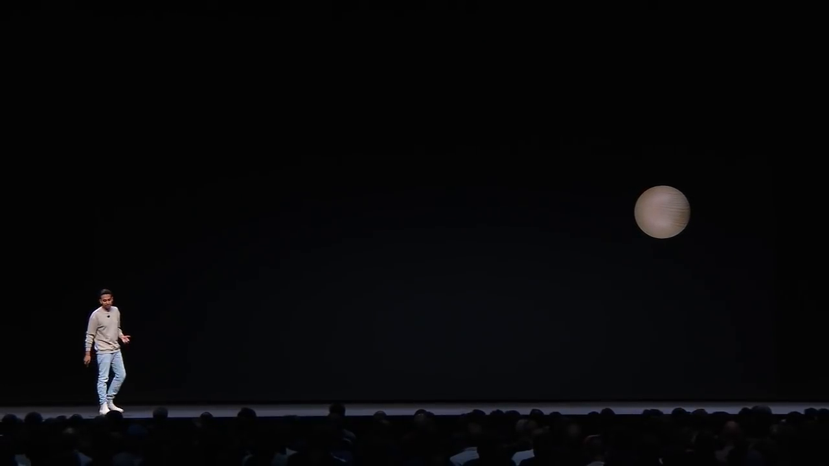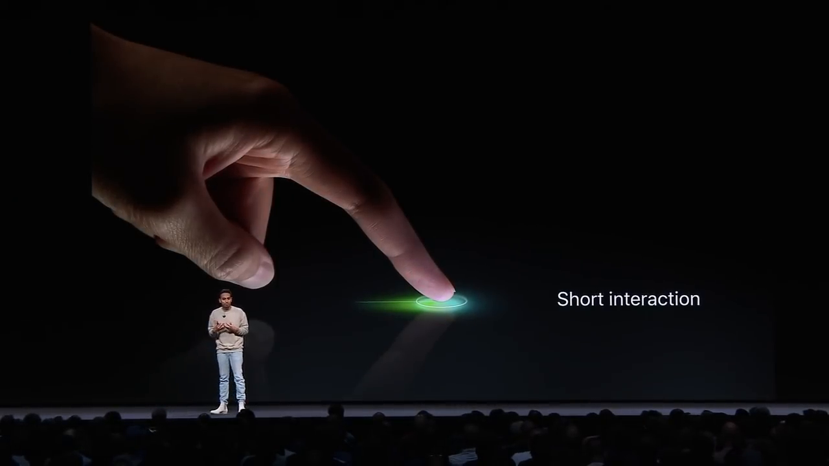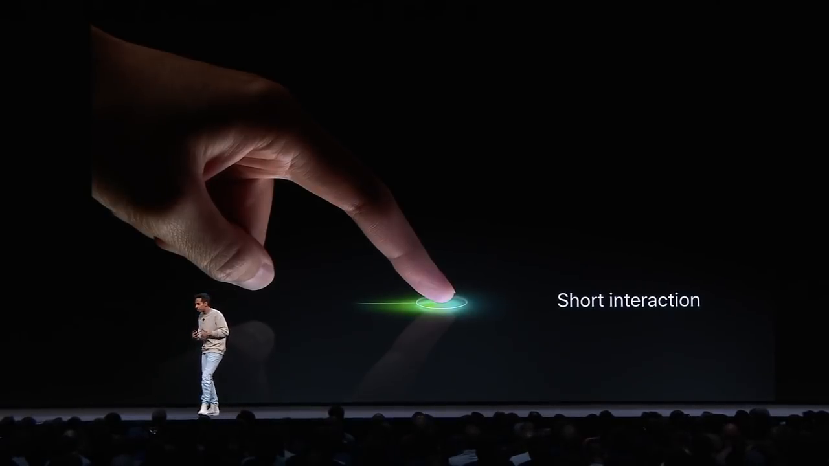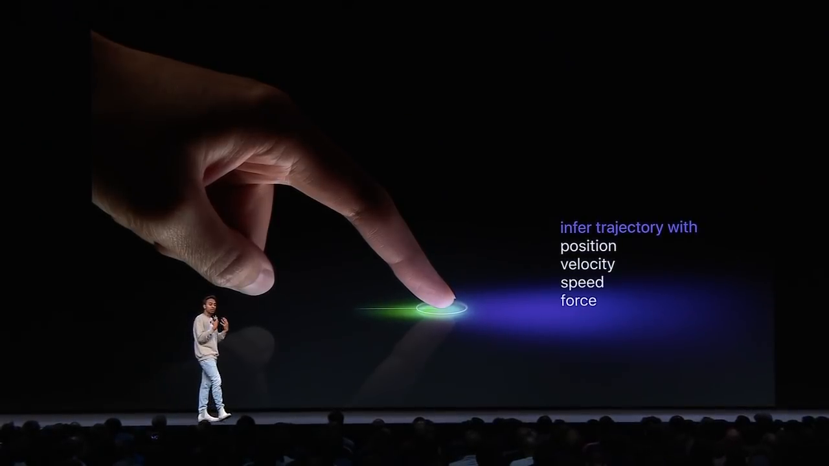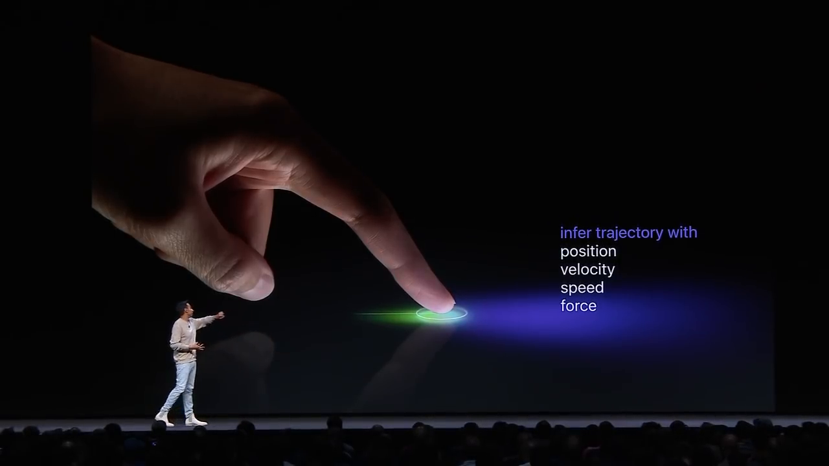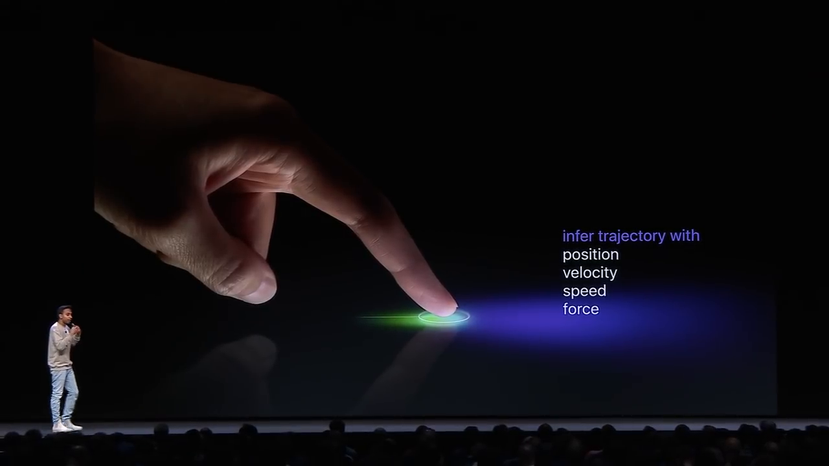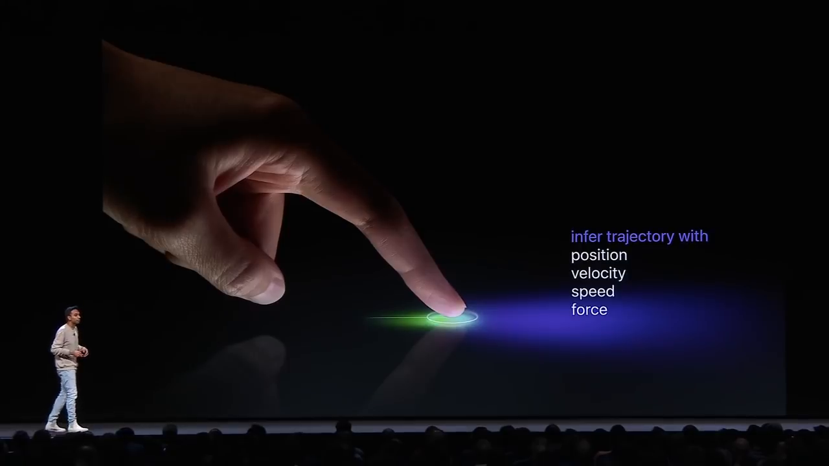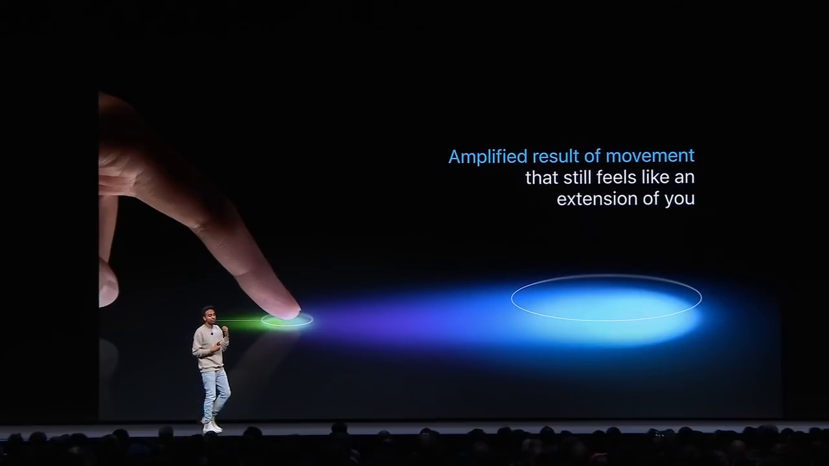So how does this apply to our interfaces? Well, it starts with a short, lightweight interaction. And we use all our sensors, all our technology to understand as much about it as we can, to generate a profile of energy and momentum contained within the gesture, using everything we know, including position, velocity, speed, force, everything we know about it to generate an inertial profile of this gesture. And then we take that and generate an amplified extension of your movement that still feels like an extension of you. So you get that satisfying result with a light interaction.